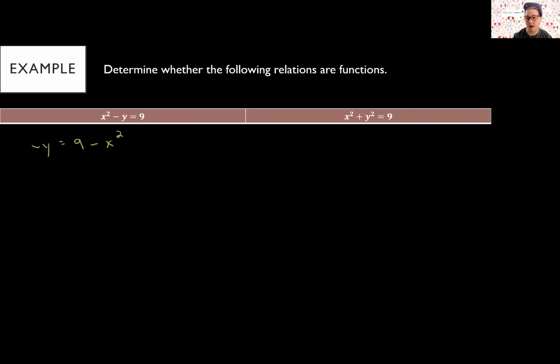Then we want a positive y when we're solving. So you're going to divide everything by -1, which basically just flips the signs. And so you get y equals -9 plus x squared. So now we've solved for y. We have only one equation for y. So that means that this is going to be a function, because we didn't get a second equation when we were solving.